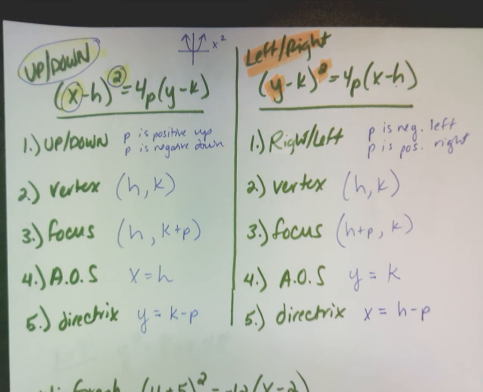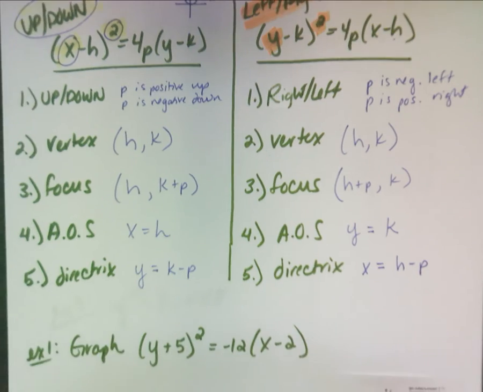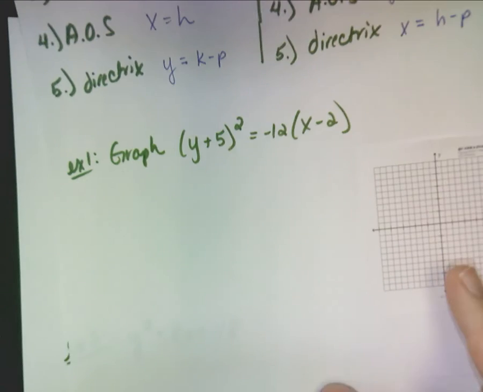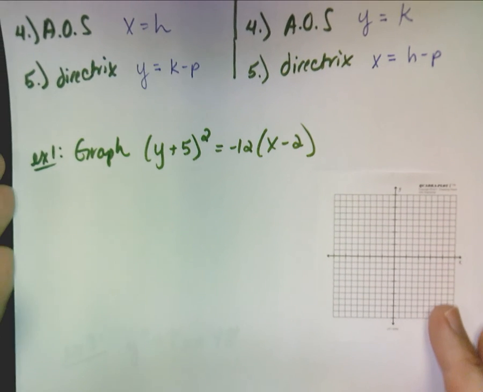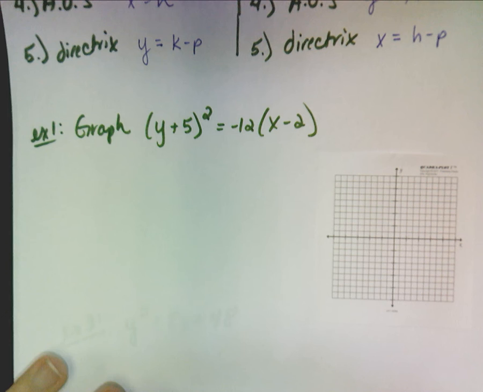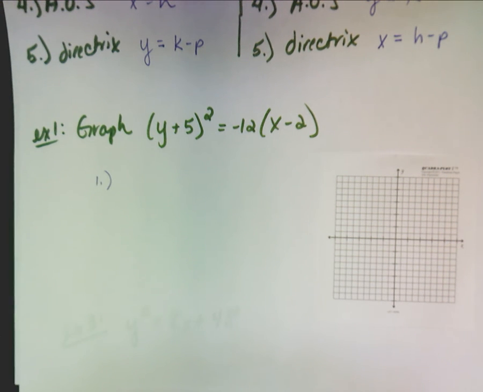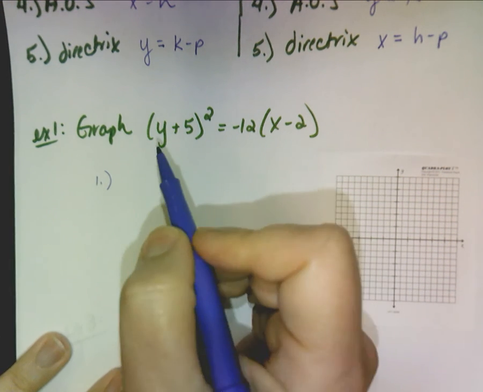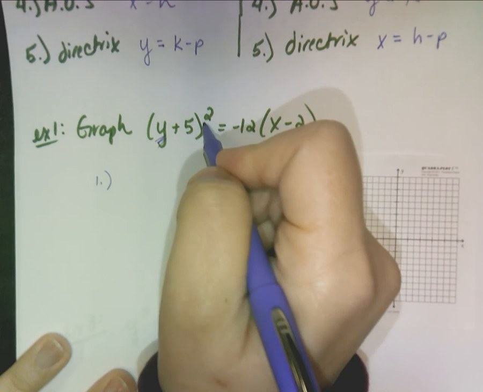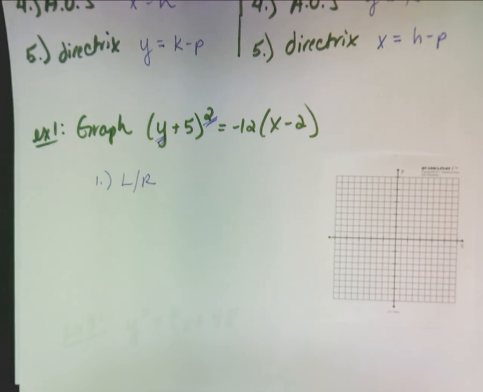And then let's move on to what these actually look like. Let's graph and do an example, okay? So here we go. Graph (y + 5) squared equals negative 12 times (x - 2). The first thing you need to do is tell me, is it up, down, right, or left? Well, if the y is being squared, then it is left or right.